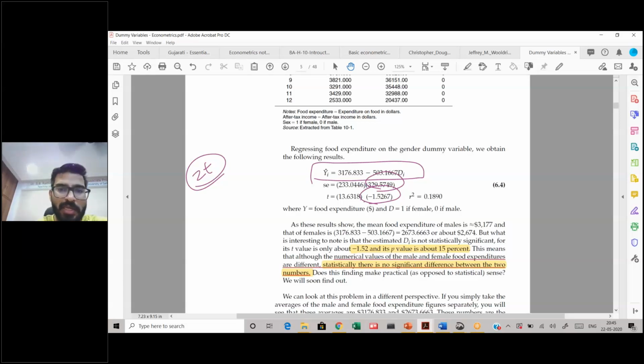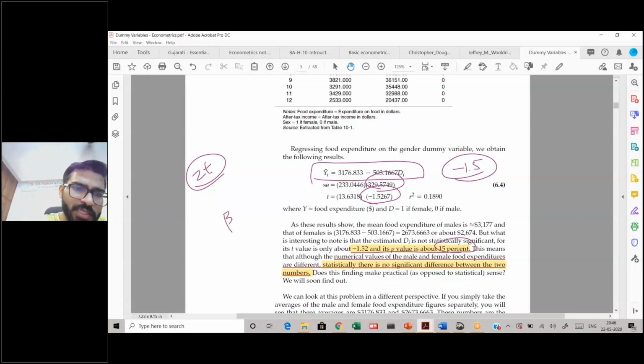But in this case our t value is minus 1.5, so you can probably imagine that my p value is going to be quite large, and at this particular value your p value is 15%. So 15% is a huge level of significance, remember, p value is also called the actual or the observed level of significance. Suppose we are only allowing for a 5% or 10% level of significance, then we will not be able to reject our null hypothesis.